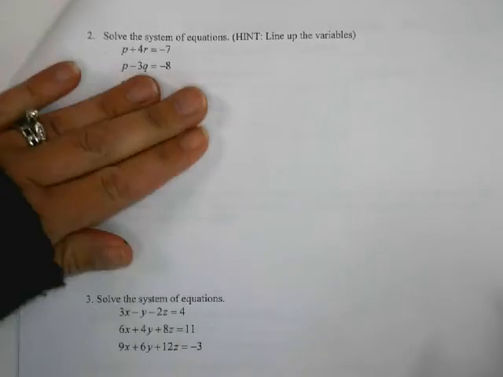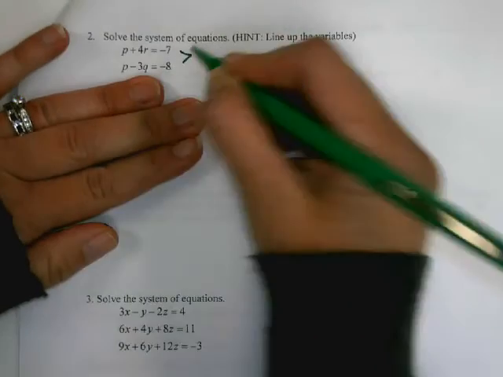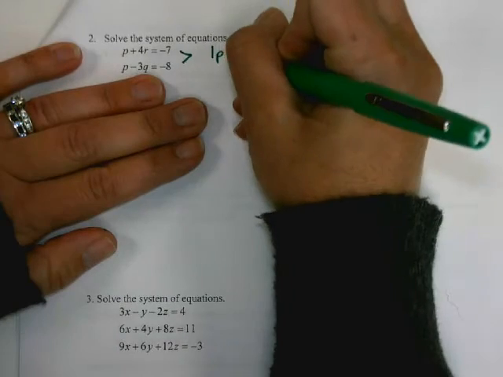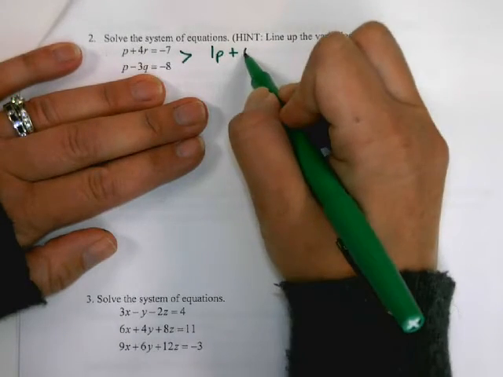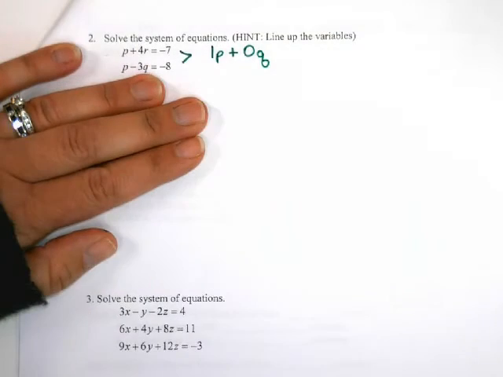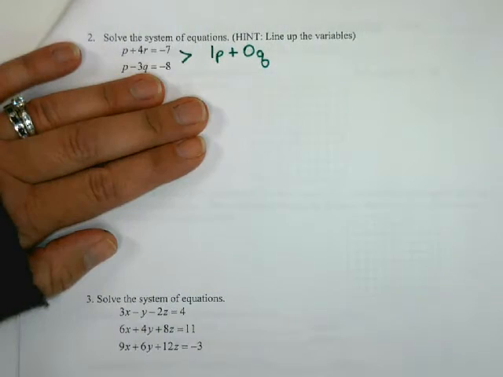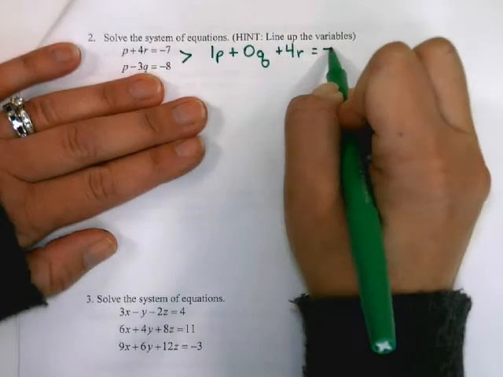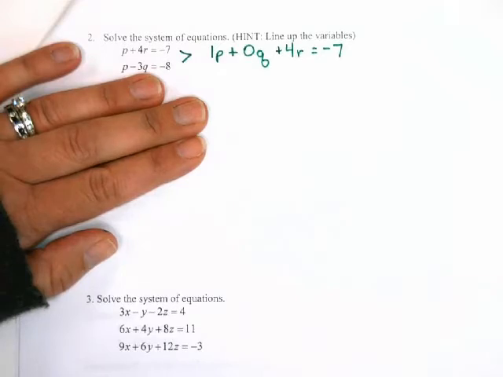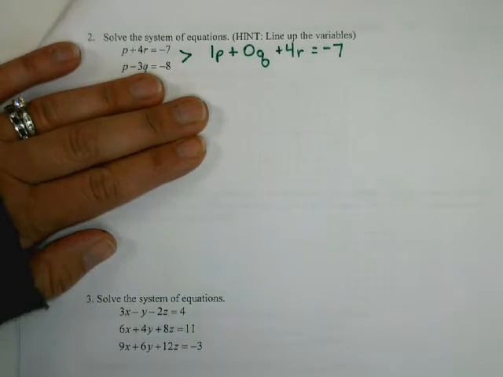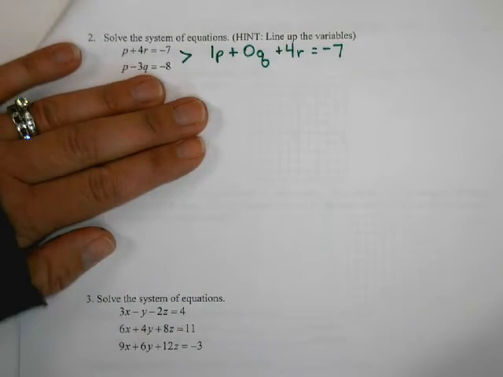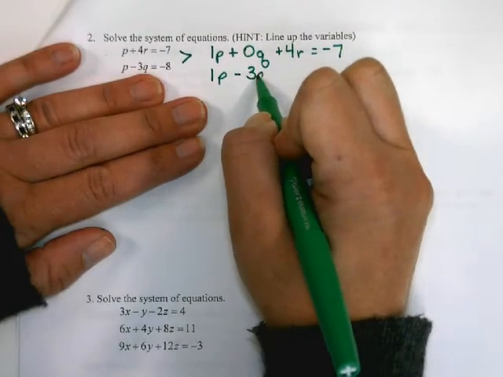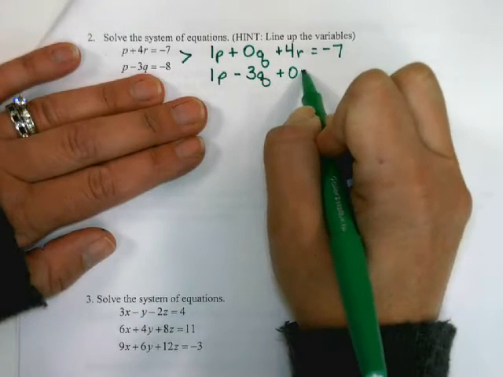So watch what happens when I line up just these two. So I'm going to work with the top two. I have P, Q, and R. All right, so I have 1P. This guy doesn't have any Q, so I'm going to put a 0 placeholder in. That's what it means by line up the variables. Put in a placeholder. And then the bottom guy doesn't have any R's, so I'm going to put a 0R in.